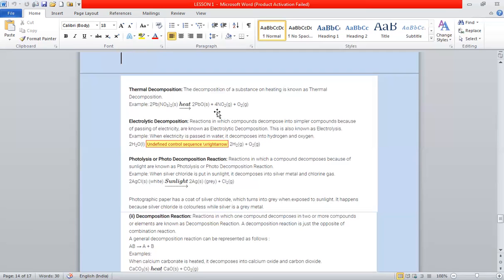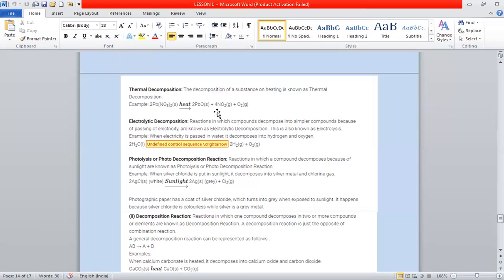So, we have learned examples of thermal decomposition: lead nitrate, ferrous sulfate, and calcium carbonate also. Calcium carbonate is a white colored compound. If we heat it, it will break up into CaO and CO2.